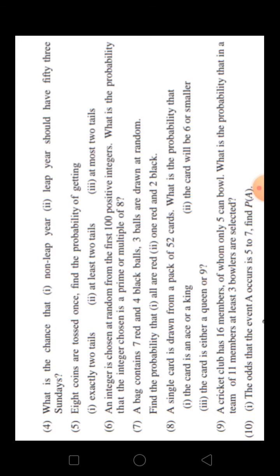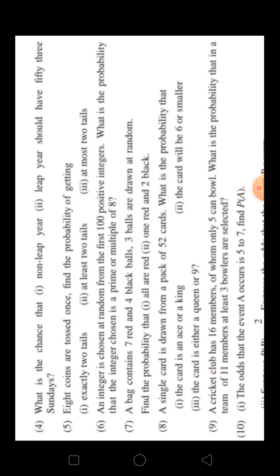So look at the question carefully. An integer is chosen at random from the first 100 positive integers. So positive integer means 1 to 100. So this is our sample space, this is our S. They have given the sample space, so S is equal to 1 to 100.